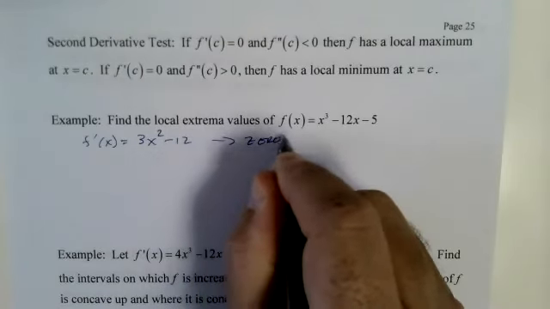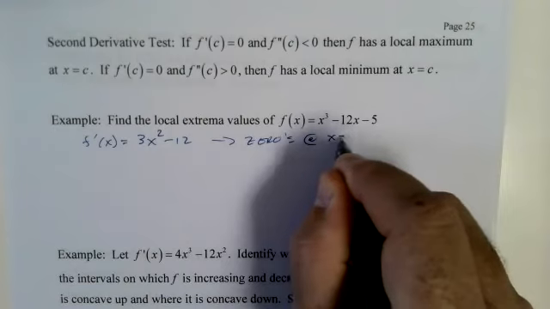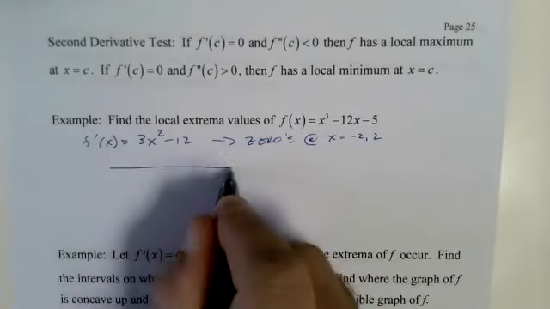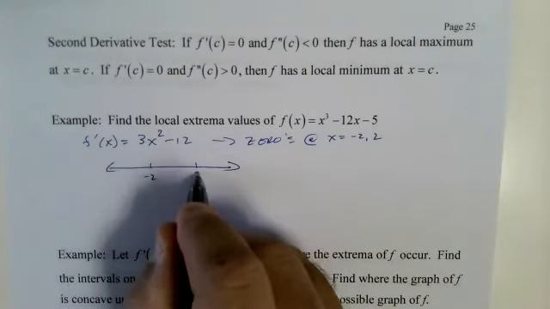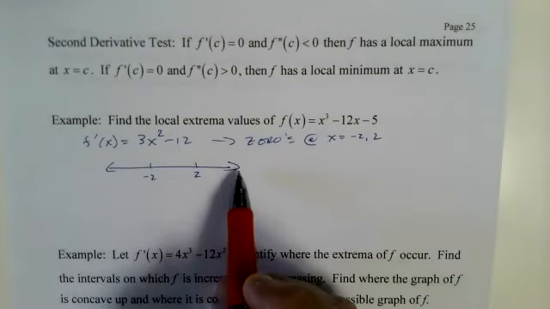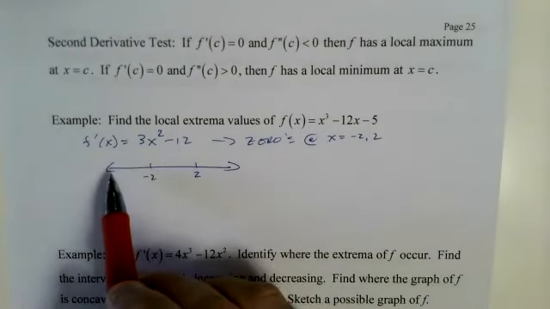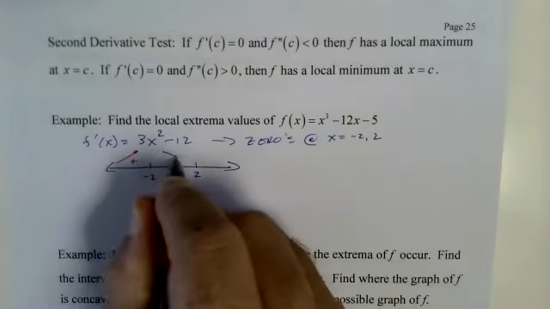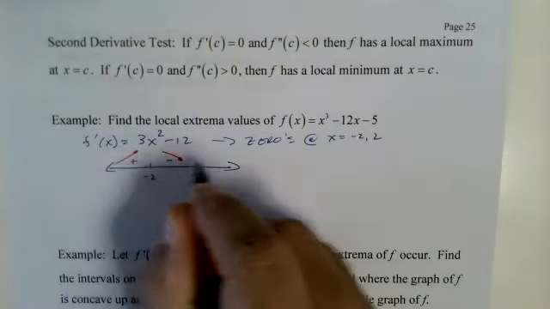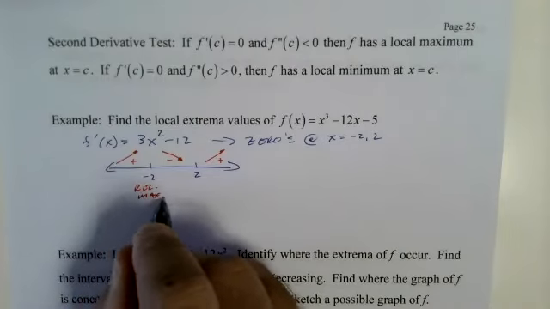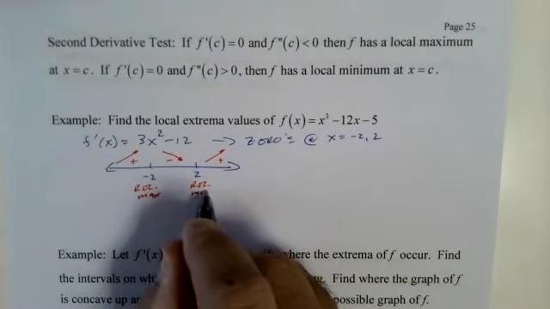Get your zeros at x equals -2, 2. So we slap them onto this. Plug in 0, we get -12. Plug in a monster number, we get positive. Plug in a monster negative number, we get positive. So we got this going on. So we're going to have a relative max here and a relative min.